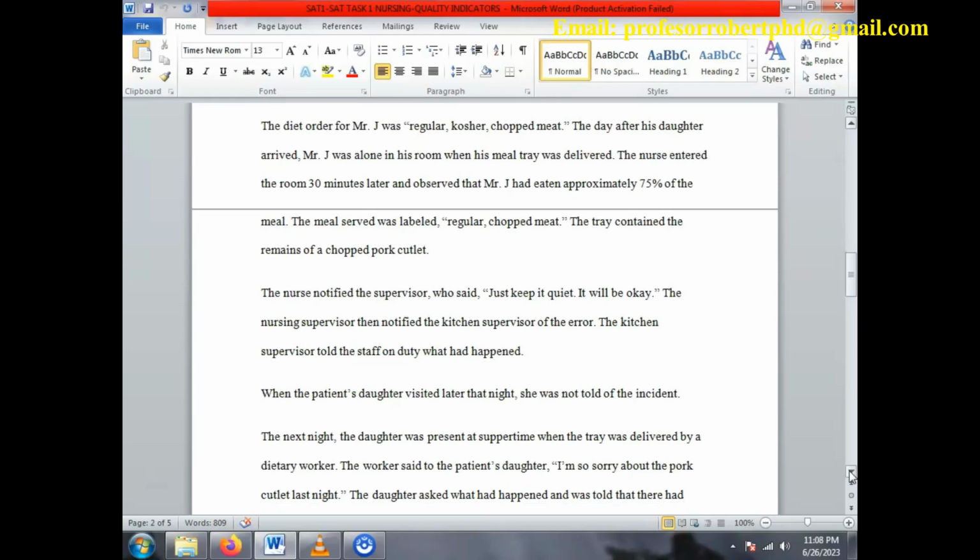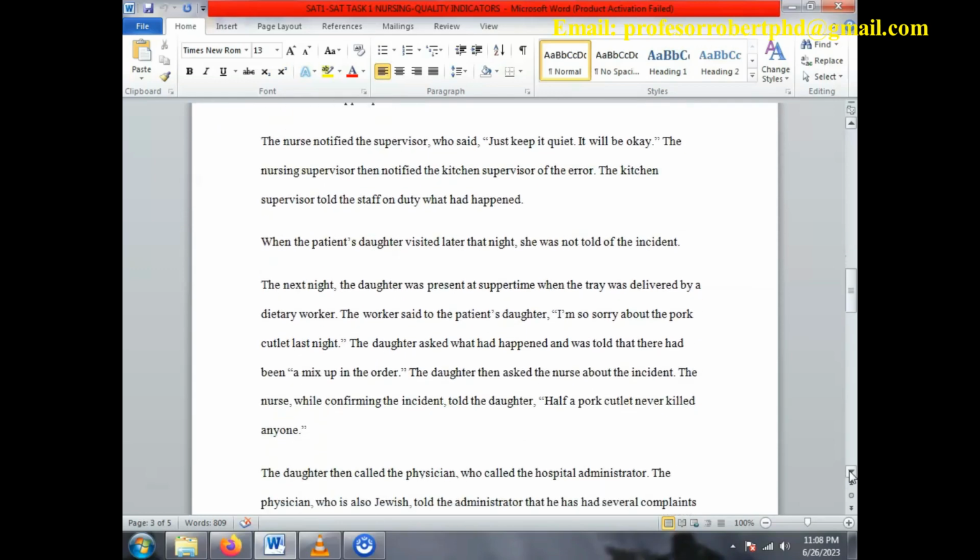The nurse notified the supervisor, who said, "Just keep it quiet. It will be okay." The nursing supervisor then notified the kitchen supervisor of the error. The kitchen supervisor told the staff on duty what had happened. When the patient's daughter visited later that night, she was not told of the incident. The next night, the daughter was present at supper time when the tray was delivered by a dietary worker. The worker said to the patient's daughter, "I'm so sorry about the pork cutlet last night." The daughter asked what had happened and was told that there had been a mix-up in the order.